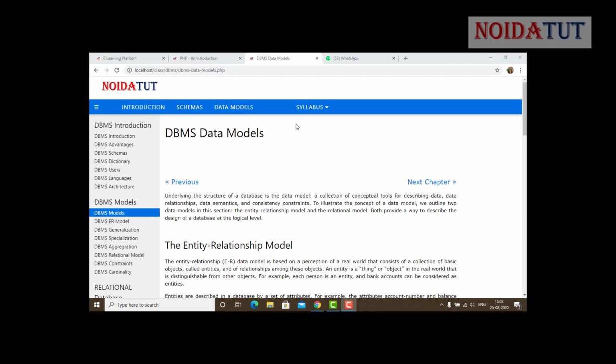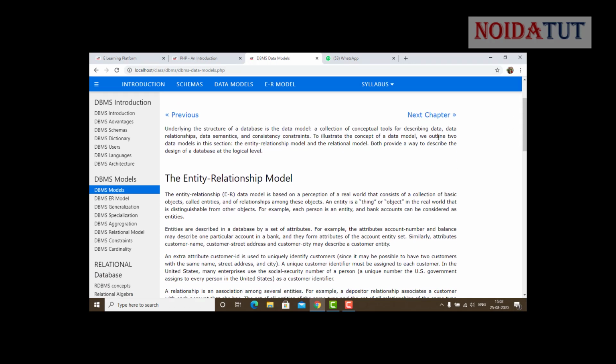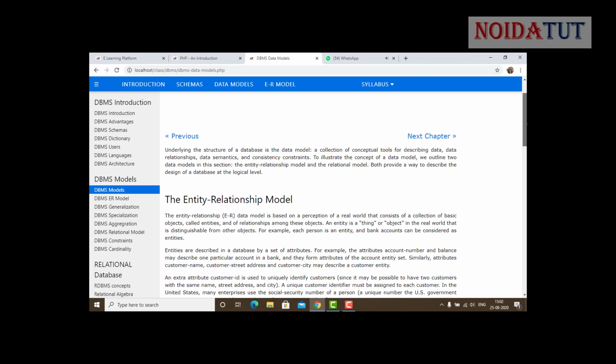We are proceeding further with database models. Now, models are very much important, in which we have the ER model and the relational model, which we are going to see today.